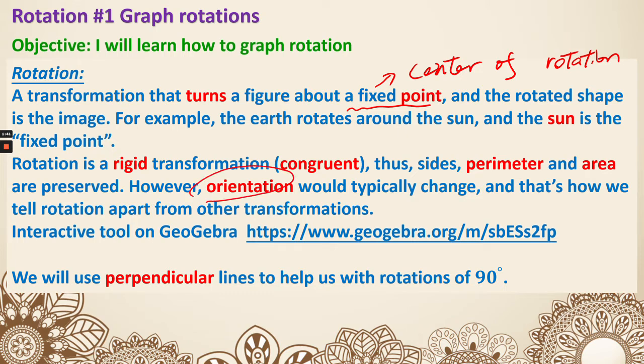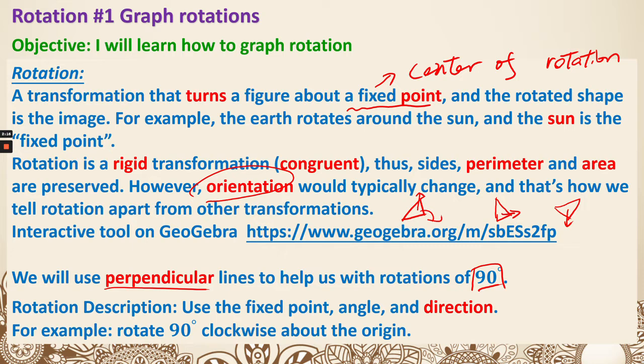When we say orientation, it's like, for example, you have this shape, and generally that little angle is pointing up. If you rotate to the right, for example, this way, that's going to give you a shape like that. Then this is actually pointing to the right. Or if you rotate down, then it's going to point down. So orientation would change. That's what it means. And we will use perpendicular lines to help us with rotations of 90 degrees because, of course, 90 degrees is related to perpendicular slopes.